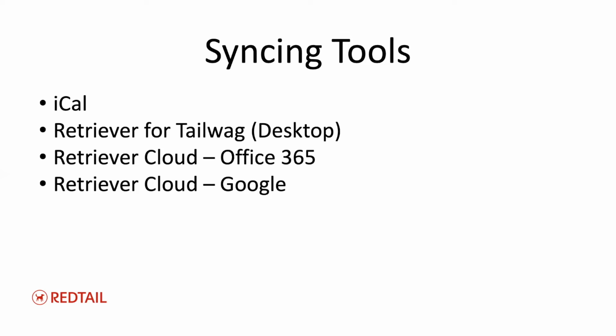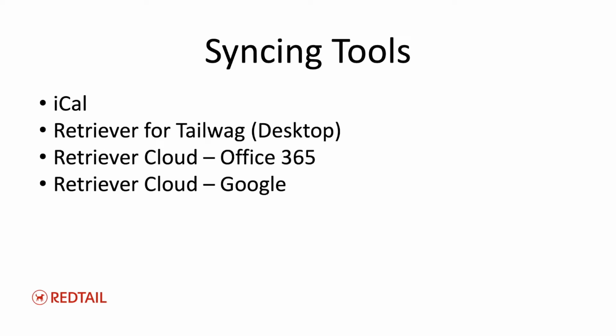Then we have something called Retriever for Tailwag, and this is really for any desktop-based office system. So if you are someone who is using an office-based system that is on your desktop, has been downloaded, it's the Outlook version that is on your desktop, this is going to be something for you. This is going to be exclusively for desktop users though, and you're going to hear me say that again a couple of times today because it is such an important distinction.